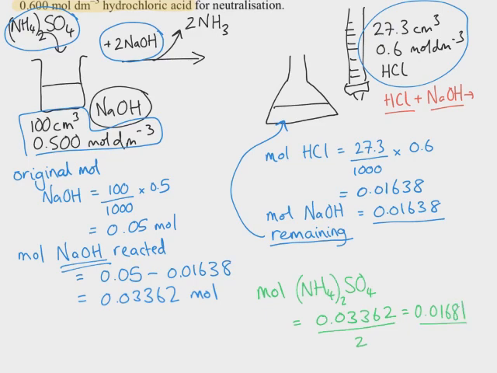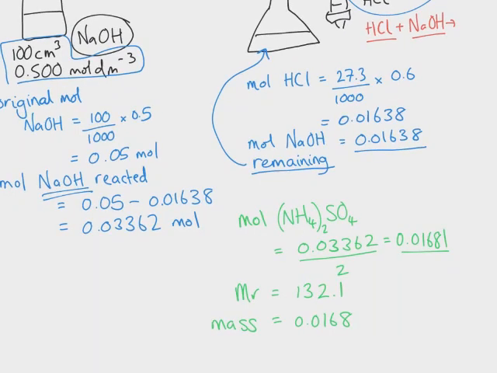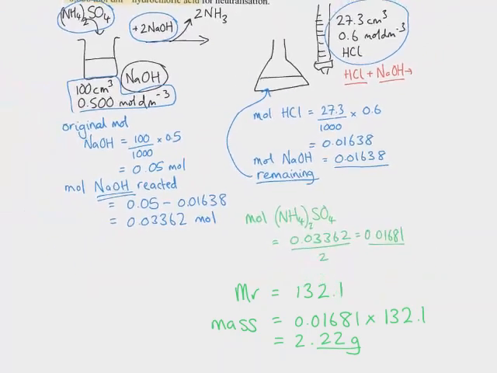If I then wanted to know mass, which we're just suggesting in this question is the case, then I'm going to work out my MR of ammonium sulfate, being careful to take into account the brackets, and then I'm going to find the mass. So number of moles, 0.01681, I haven't rounded it up yet. I can round it up at the end when I get my final mass value, which is going to be 2.22 grams. A sensible mass to be adding to 100 centimeter cubed of solution.